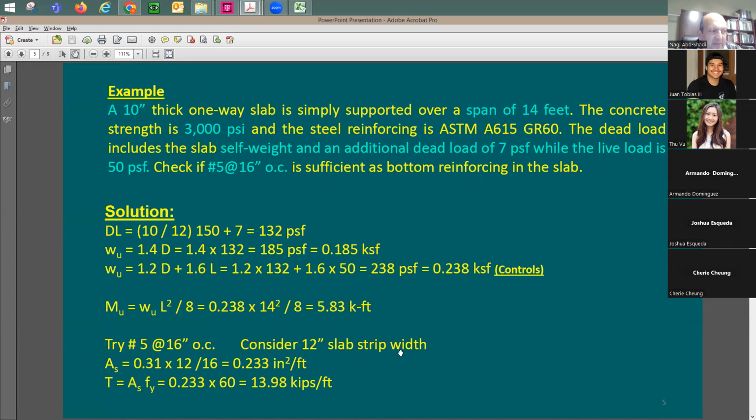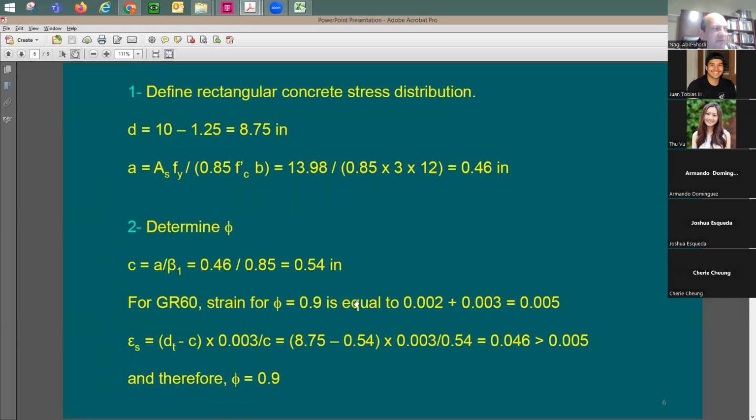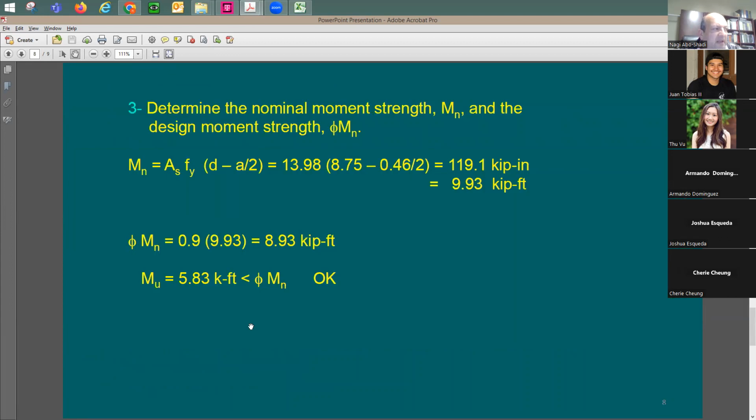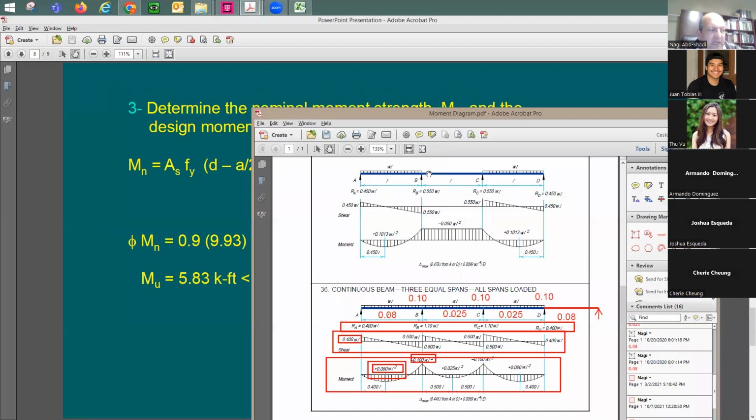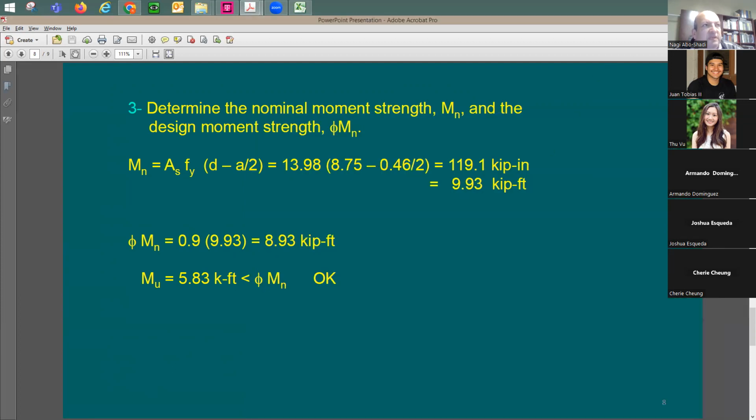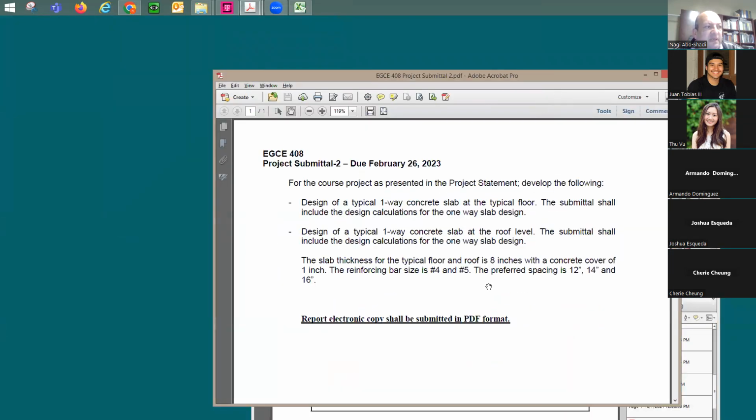You consider 12-inch slab strip width, and then you find out phi Mn. If your phi Mn at the end of the day is more than the demand, where did you get the demand from? Again, from this moment, then you're good. If not, you add more reinforcing. How do we add more reinforcing? We can use the same rebar size, number 5, but we make it at 14-inch. We reduce the spacing. When you reduce the spacing, it means that you are adding more steel here. Very good. Any questions on the project?